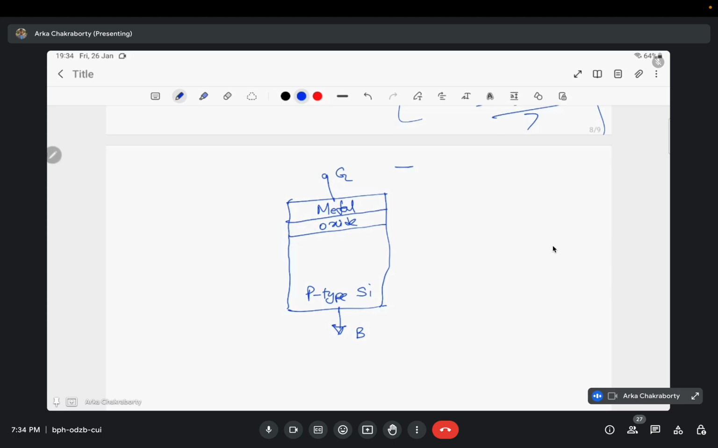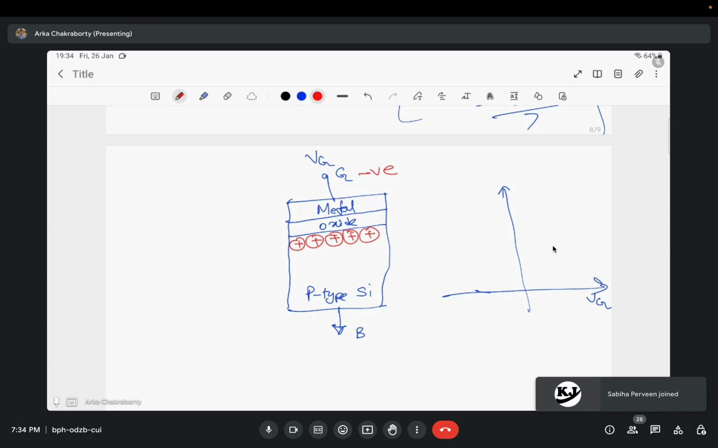Say I am applying a negative voltage. This is Vg, and first this Vg is negative. When I apply a negative voltage here, as it is p-type silicon, it will start attracting holes near the oxide. So negative voltage will attract holes near the oxide. This is called the accumulation condition, where the surface below the oxide is accumulating the majority carrier that was already present. The majority carrier in p-type silicon is holes, so it is called the accumulation condition.